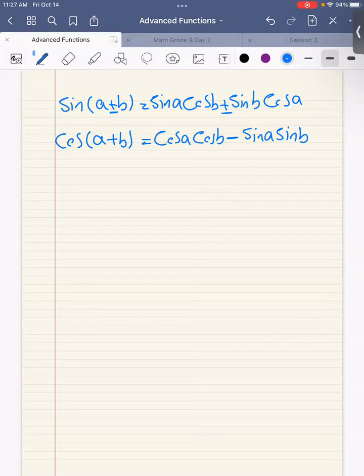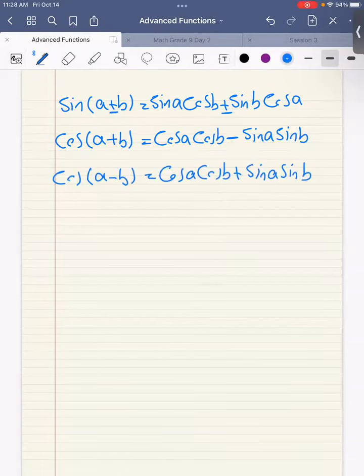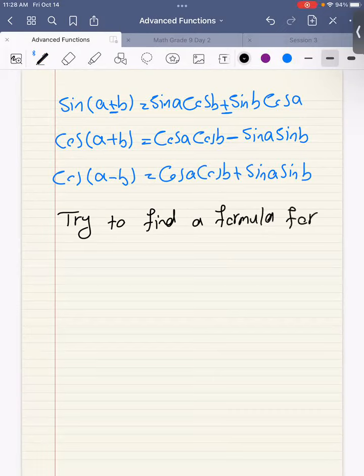For cosine, cosine of A minus B is again cosine of A cosine of B plus sine of A sine B. Okay. So I wanted you to try to find a formula for tangent of A plus B.